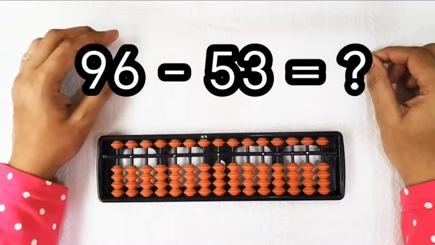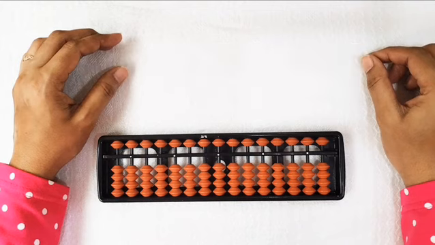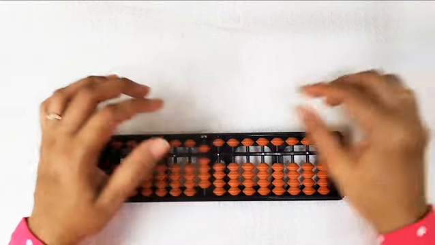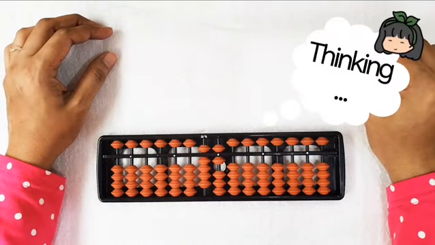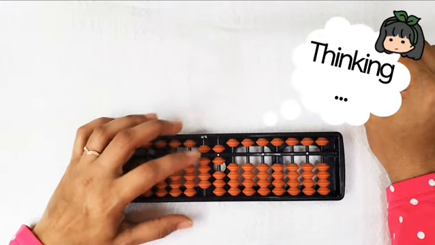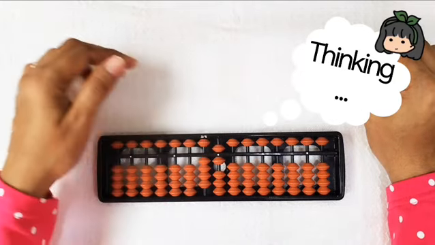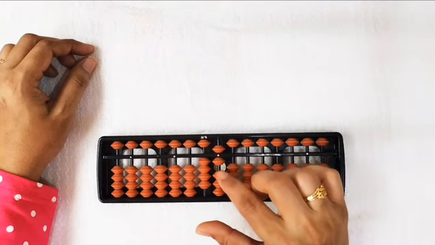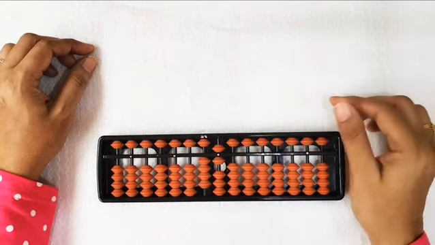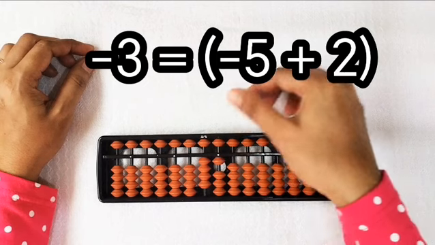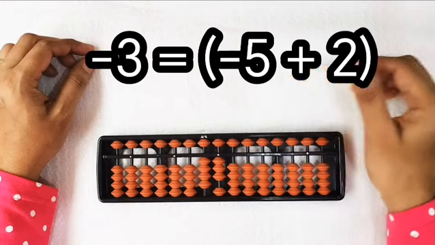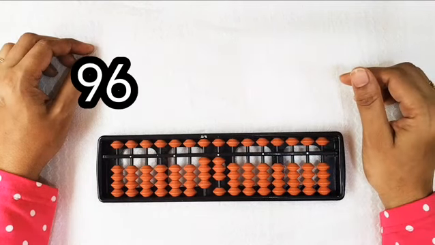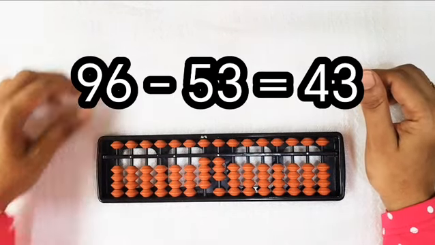96 less 53. 96 less 53. 50. Can we do it directly? Yes. 50 less and 3 we cannot do. So, less the boss 5 and add 3's friend, that is 2. So, my answer is 43.